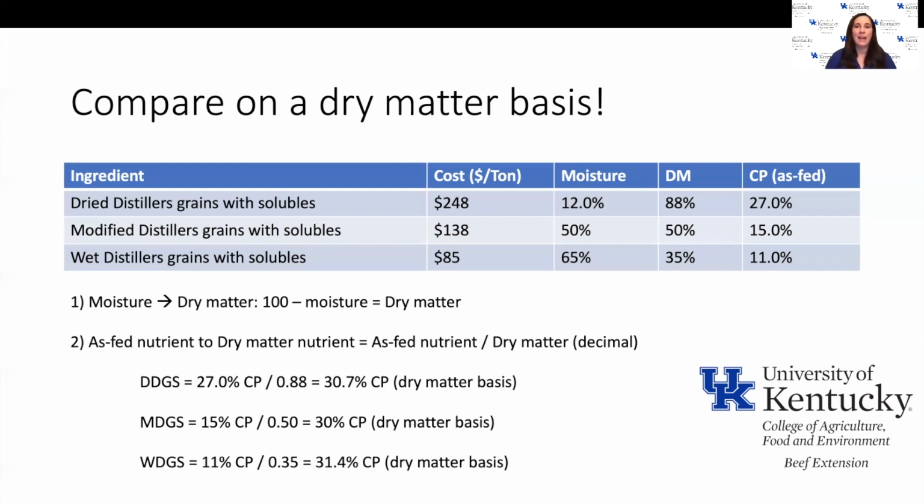So this is that extra step that you might need to take if you weren't given that protein or energy value on a dry matter basis. So let's look at the dried distillers grain as an example. We've got 27% crude protein on an as-fed basis. We divide that by the dry matter as a decimal, so 0.88 for the 88%, and that gives us 30.7% crude protein on a dry matter basis. So we would do that for each of our ingredients or each of our sources.